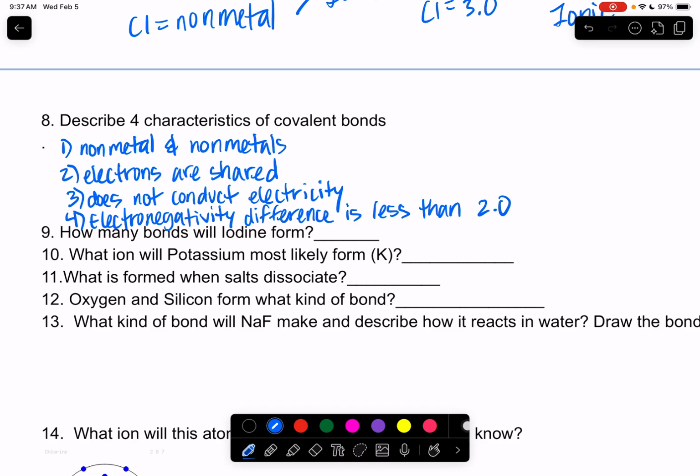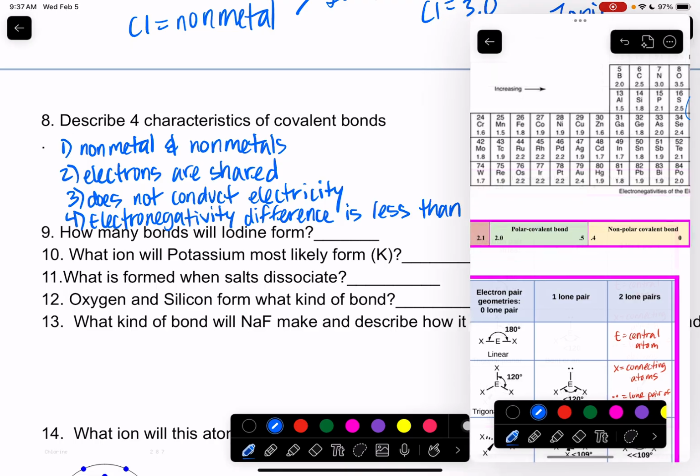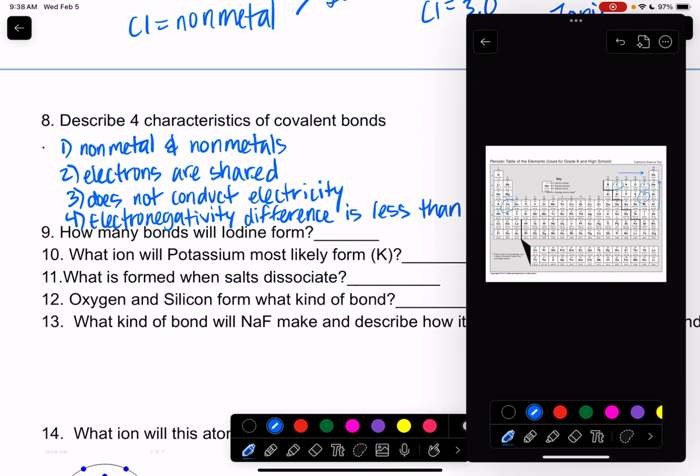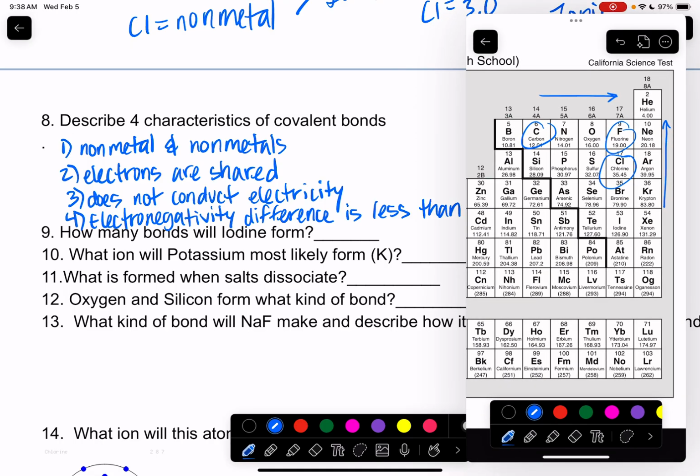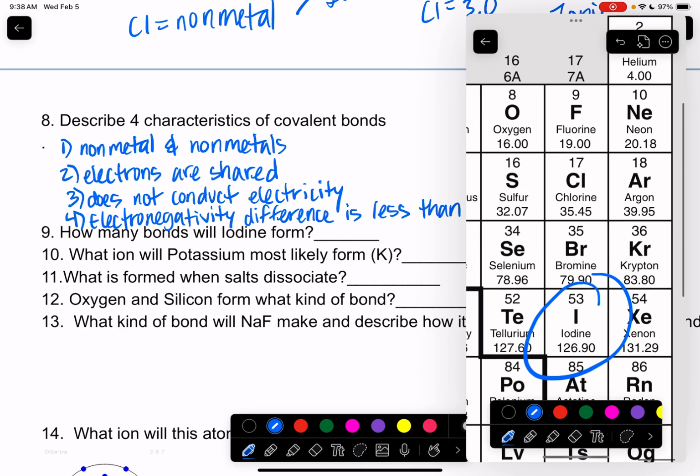Alright, next one, how many bonds will iodine form? Okay, so iodine, if we look at our periodic table, over here, iodine is here, which is in group 7. So iodine's Lewis structure looks like this: 1, 2, 3, 4, 5, 6, 7. It has one single electron, so it can make one bond. What ion will potassium most likely form?